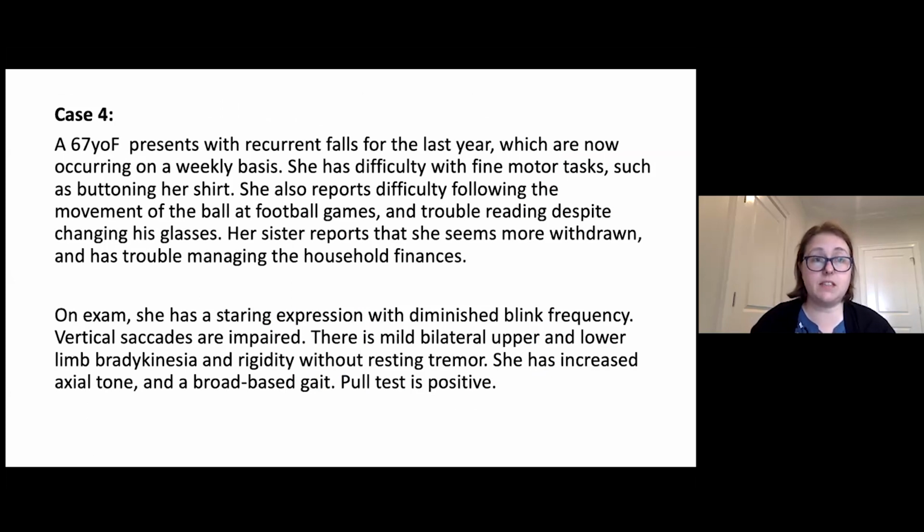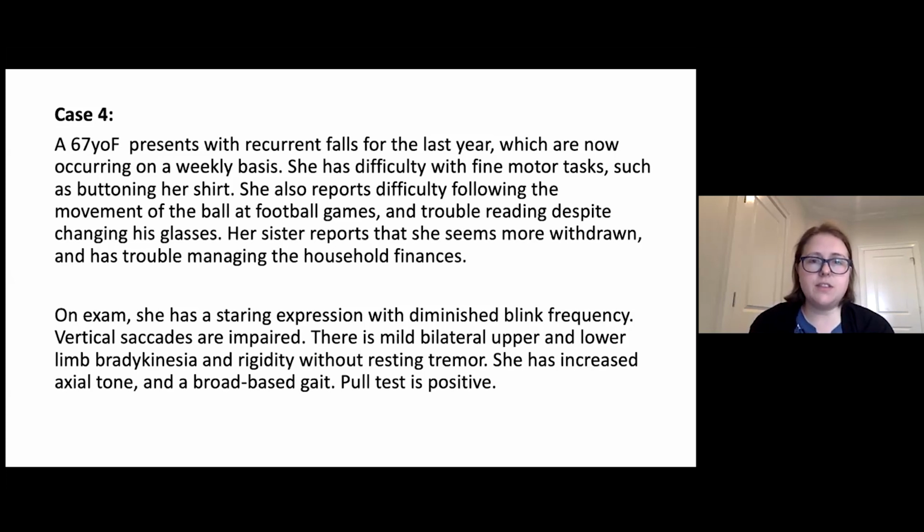That brings me to case 4. Case 4 is a 67-year-old female who presents with recurrent falls over the last year, now occurring on a weekly basis. She's got difficulty with fine motor tasks, such as buttoning her shirt. She also reports difficulty following the movement of the ball at football games, trouble reading despite changing her glasses. Her sister reports that she seems more withdrawn, and she has trouble managing the household finances.